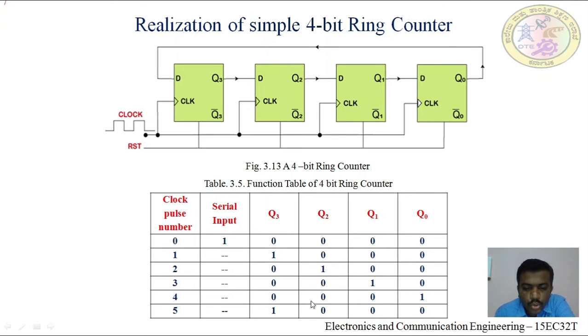This is the same output state which was produced after applying the first clock pulse. Hence, in a 4-bit ring counter, the same output state will be repeated for every 4 clock pulses. And also from the function table, we observe that there are 4 different output states that are generated using the 4-bit ring counter. In general, if we have an n-bit ring counter, then we can generate n different output states, and also the output states start to repeat after every n clock pulses.